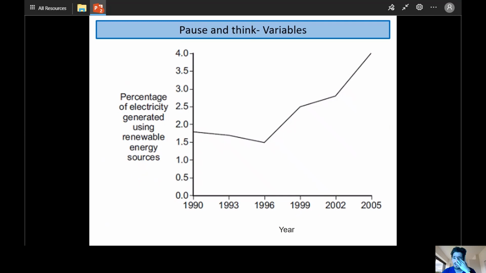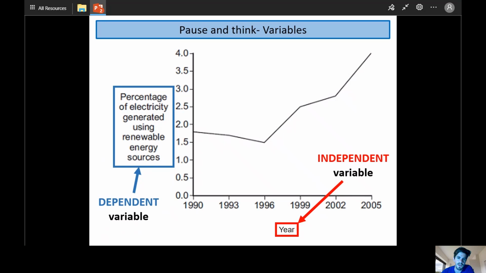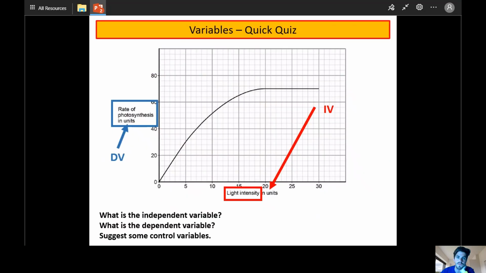Okay, pause and think here. What would be the independent and dependent variable there? Same like before, year is your independent variable. Dependent variable here is what percentage of electricity is generated. Looks like over the years, more and more of our electricity is generated from renewables. Only up until 2005 though.